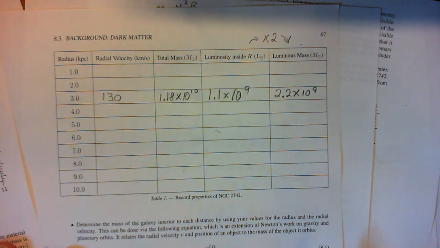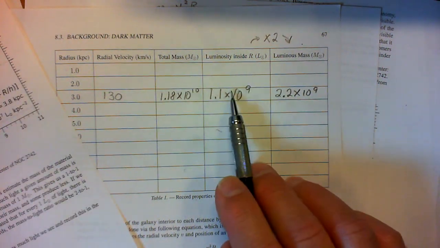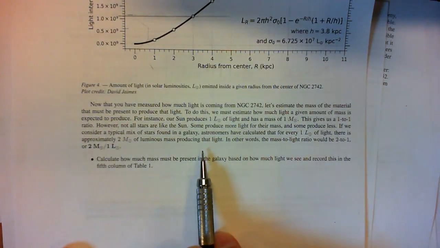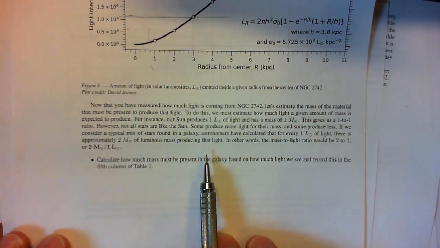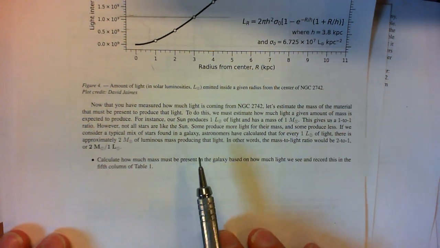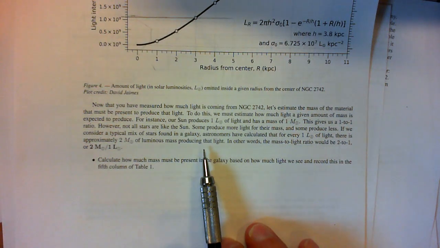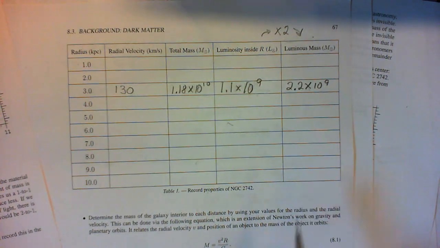And you may be wondering about this last one here. Notice that this number is simply 2 times this number, and that's because they say here, if you read this paragraph, they explain that statistics on stars show that for every solar luminosity unit of just a bunch of random stars, there's about 2 solar masses that are responsible for that much light. So they want you to very simply multiply this number by 2 to fill in this column here.